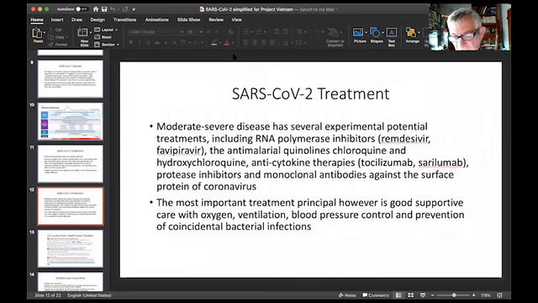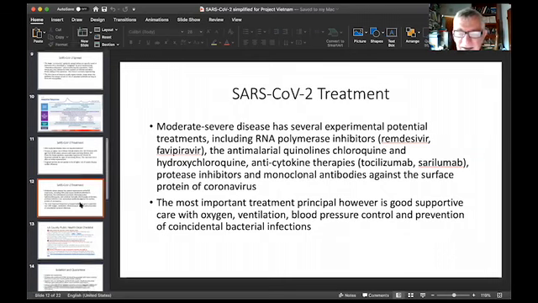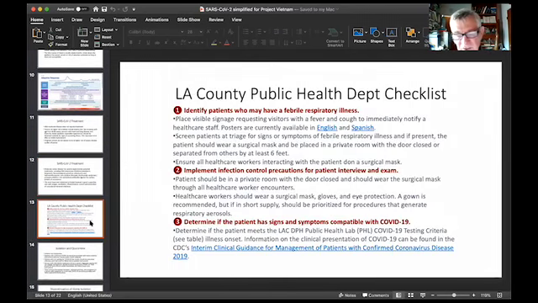The most important treatment principle is good supportive care: oxygen, ventilation, blood pressure control, and prevention of new infections that any sick person can get. Finally, on your public health websites, I put, for example, in this slide set, the Los Angeles County Public Health Department checklist, just the general care and recommendations for quarantine. These are available in several languages, not just English and Spanish, but Chinese and Vietnamese and other languages, of how to prevent spread.